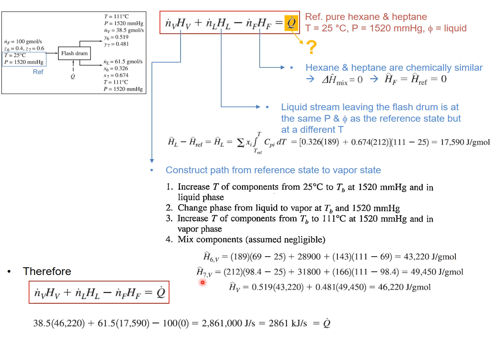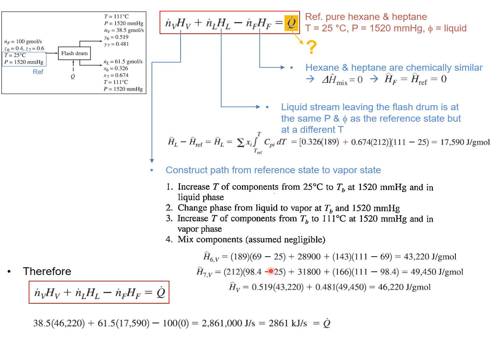The other one, heptane, is done the same way, with some value. So finally, the mixture of hexane and heptane in terms of the vapor phase is equal to the composition of hexane times the enthalpy of pure hexane value, plus the composition of heptane times the enthalpy of heptane. Then this weighted average is going to be the enthalpy of vapor phase.